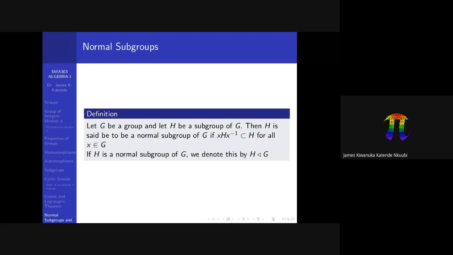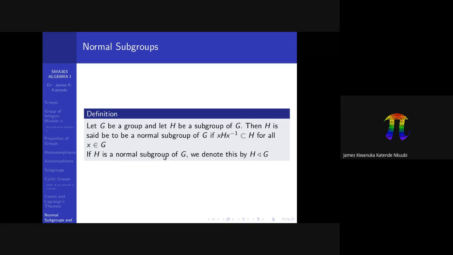So now we move to a new topic. We cover the normal subgroups. We will start with the definition. If G is a group and H is a subgroup of G, then H is said to be a normal subgroup of G if XHX inverse is a subset of H. So if this set is a subset of H, and that should be true for any X that you pick from G.